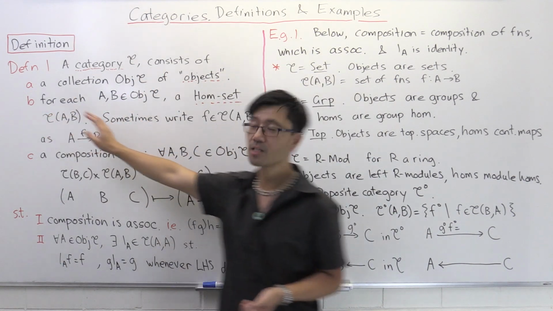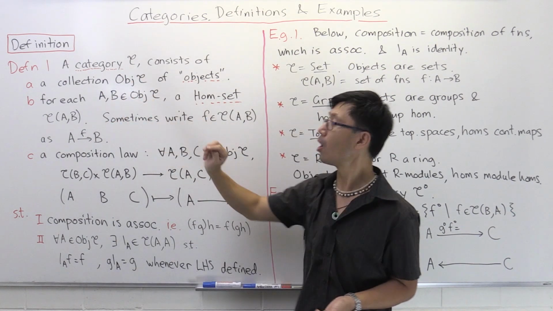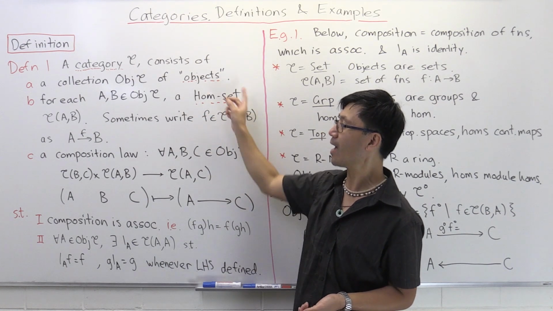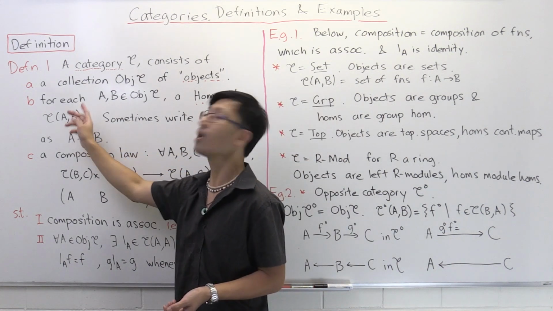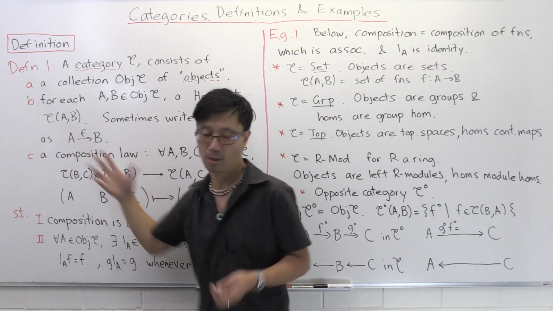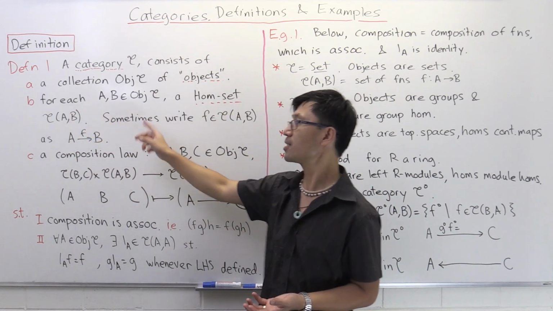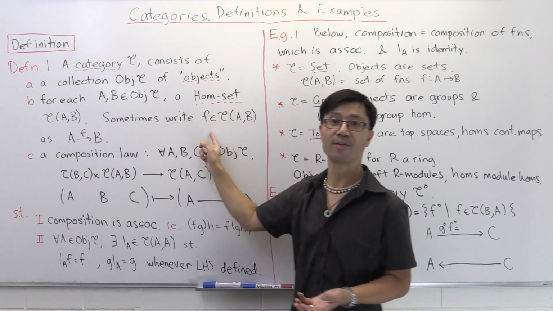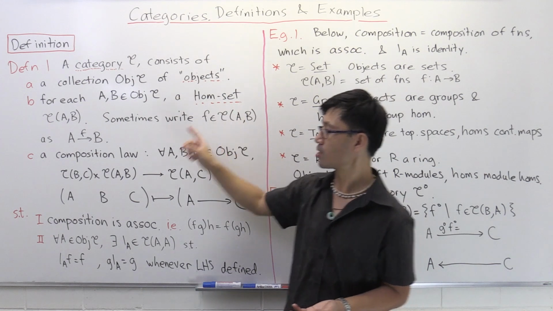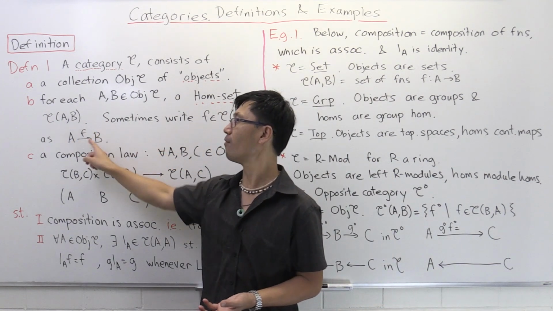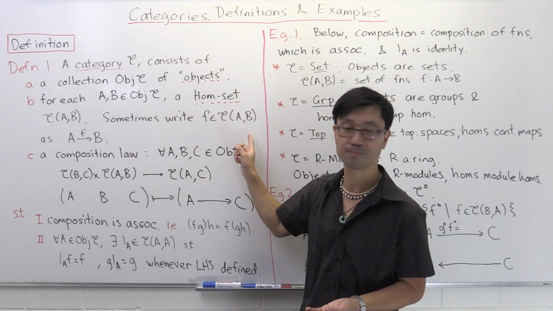The second piece of data is for each pair of these objects, so A and B are elements of this collection, we're going to consider a set called a Hom set, C(A, B). We should think of these as the morphisms from A to B, kind of like structure preserving morphisms. As some notation, this is just a set, so we can always write f is an element of this set. But to remind us of how we often use them, we might use this sort of notation here: f over this arrow, A to B. That just means f is an element of this Hom set.